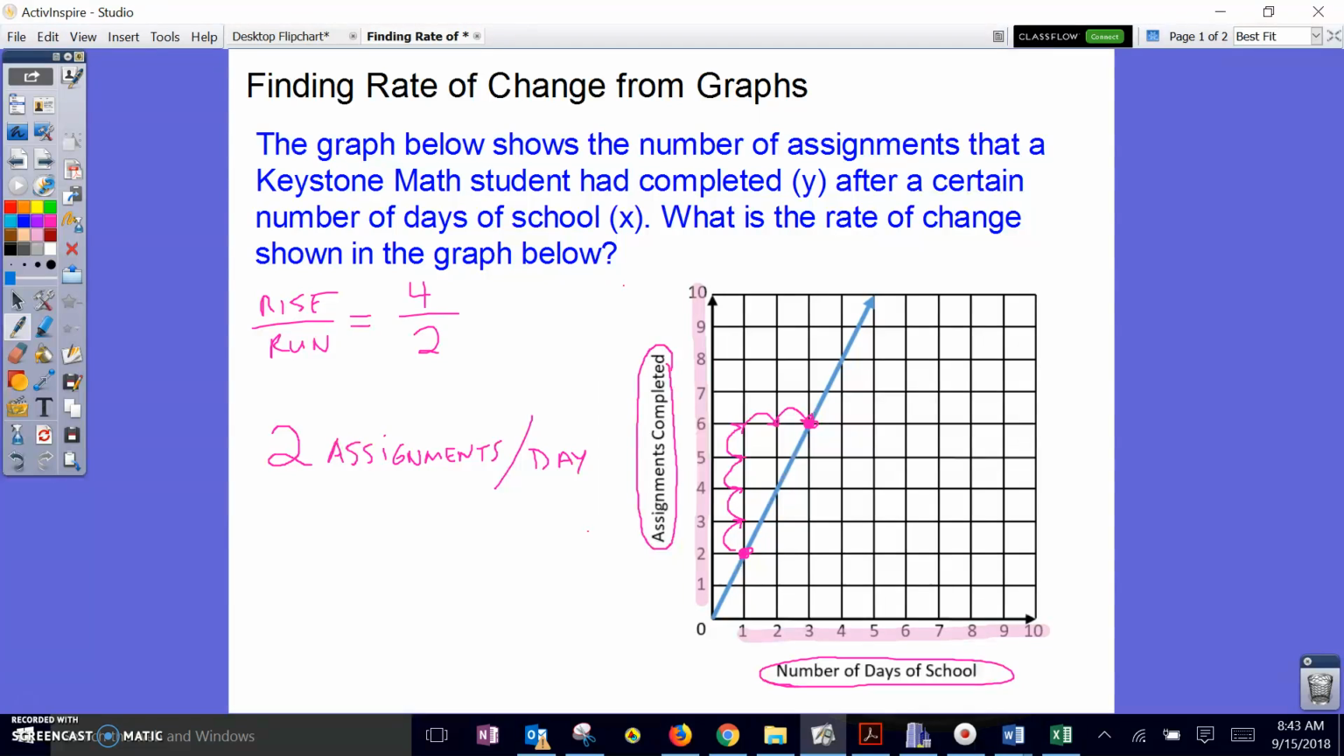Okay? And every time we have a rate of change, our unit is going to be some kind of fraction like this. Something per something. It's always going to be the y variable per the x variable as our unit. So in this case, we used assignments per day as our unit. All right, let's go over to the next example.